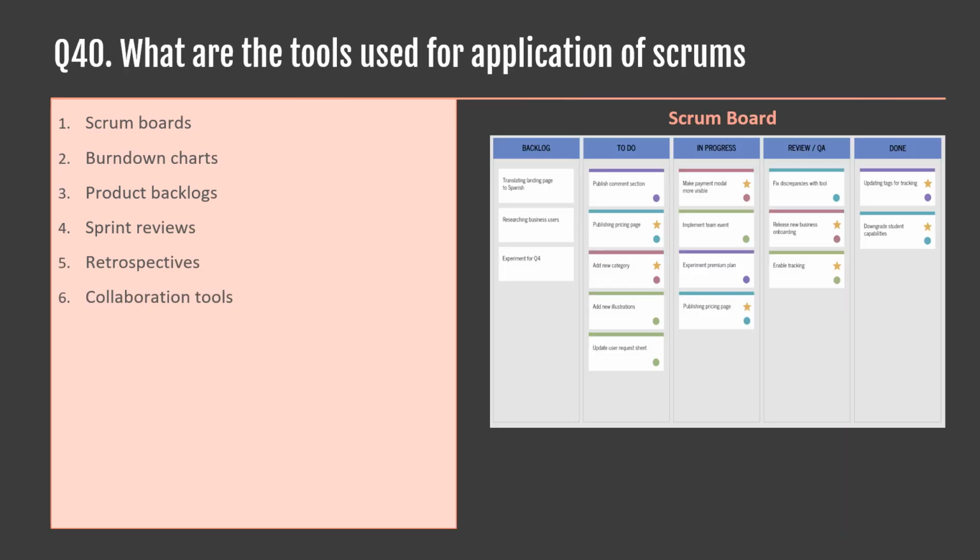Question number 40. What are the tools used for application of Scrums? There are several tools that can be used for the application of Scrum, including Scrum boards. These are physical or digital boards that are used to visualize the progress of the work and to track tasks, user stories, and other important information.